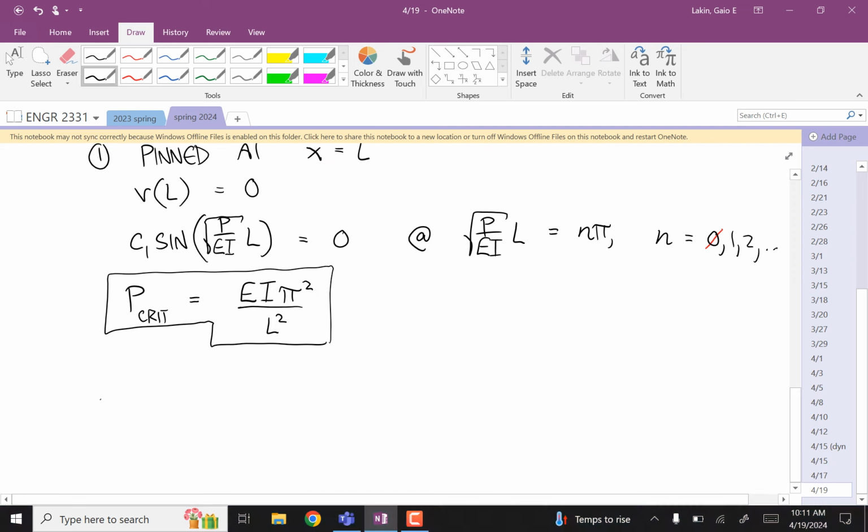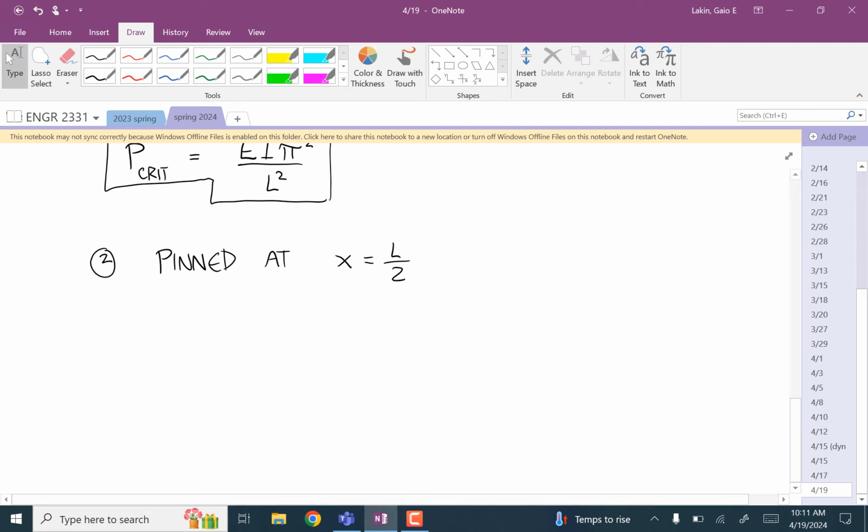Now, second, let's say that it is pinned at the midpoint. Okay? So let's see what the benefit is of giving this column an extra restraint at the middle. So here what we're talking about is something like that. It's not allowed to bow out at the middle.